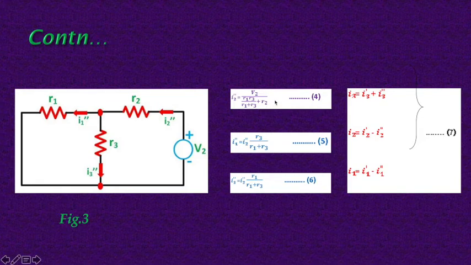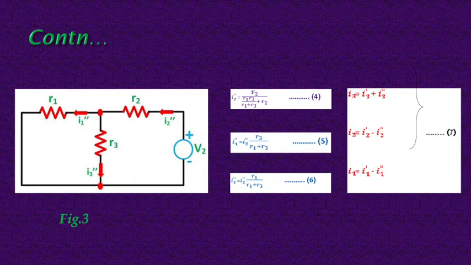Then we get the total current. Then calculate I1 double dash. So I1 double dash equals I2 double dash into R3 divided by R1 plus R3. This is using the current divider rule. Then similarly I3 double dash equals I2 double dash into R1 divided by R1 plus R3.